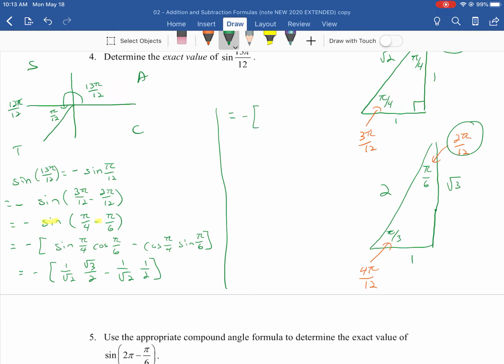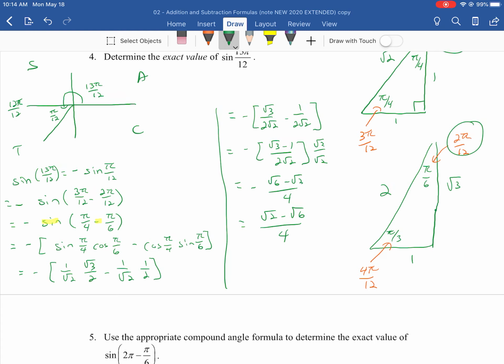I'll just draw a little line here. I'm going to work up here now. So my first fraction comes out to root 3 over 2 root 2. My second fraction comes out to 1 over 2 root 2. Yes, I see that radical in the denominator. Inside the brackets, I get root 3 minus 1 over 2 root 2. Multiply that top and bottom by root 2 over root 2, and I get root 6 minus root 2 over 4. I'm going to distribute that negative, and I get root 2 minus root 6 over 4.